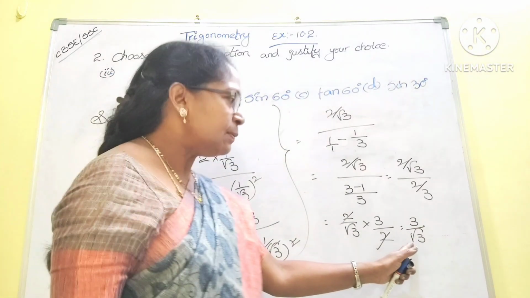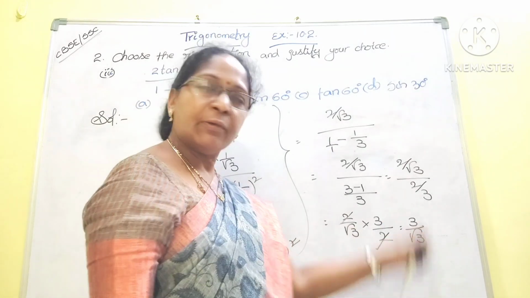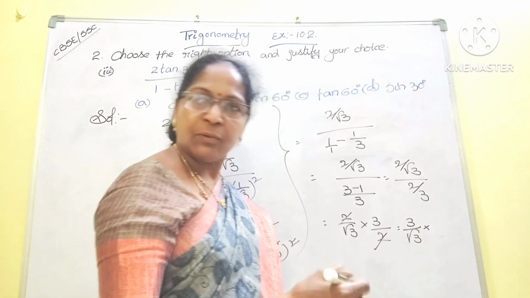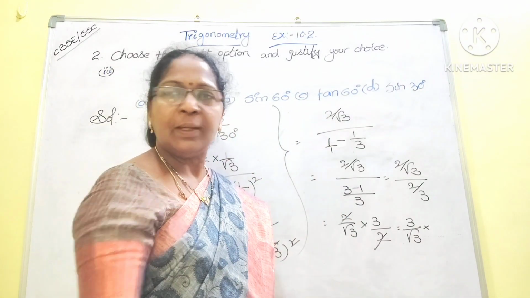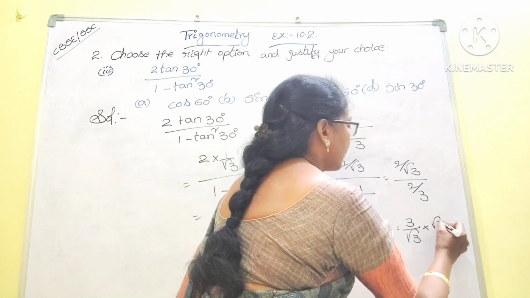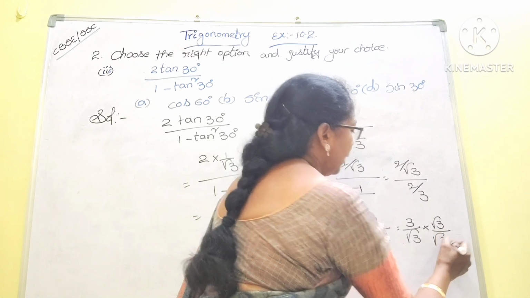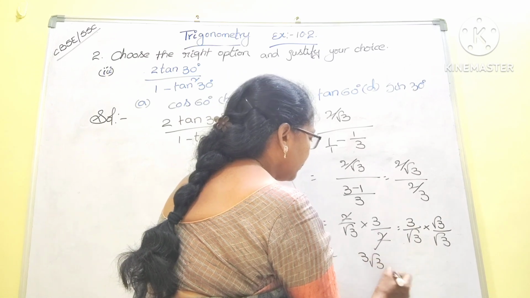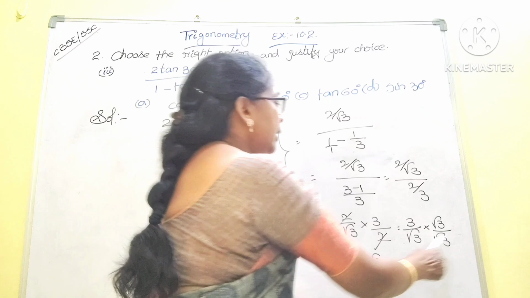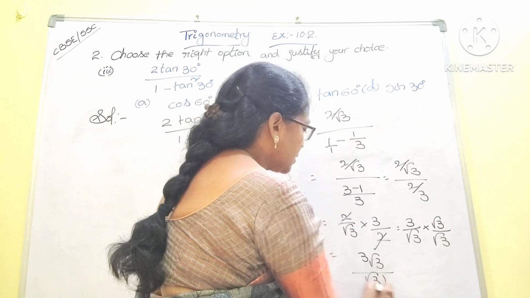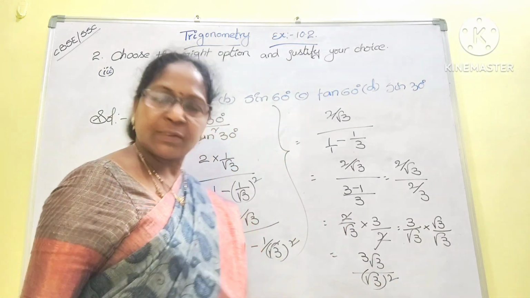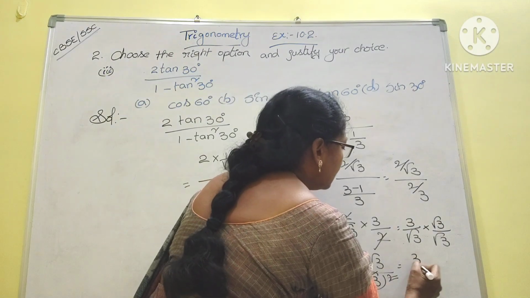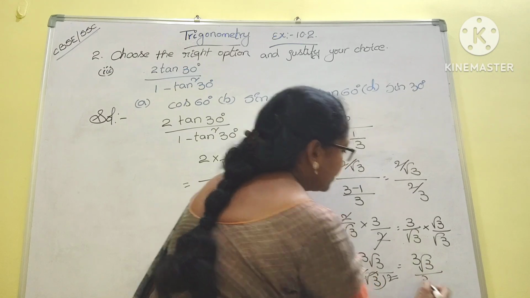Whenever a root term is there in the denominator, you have to rationalize the term. Rationalizing is nothing but multiplying both the numerator as well as the denominator with the denominator's root term. So root 3 by root 3. So 3 into root 3, 3 root 3 divided by root 3 whole square. Root 3 whole square means square and root will be cancelled. That equals 3 root 3 by 3.